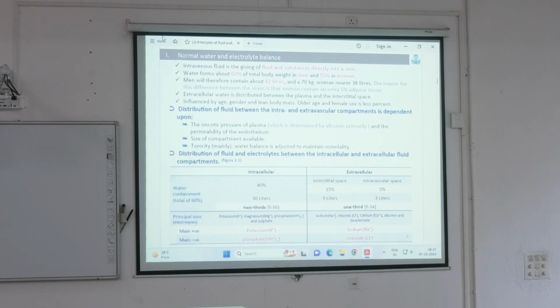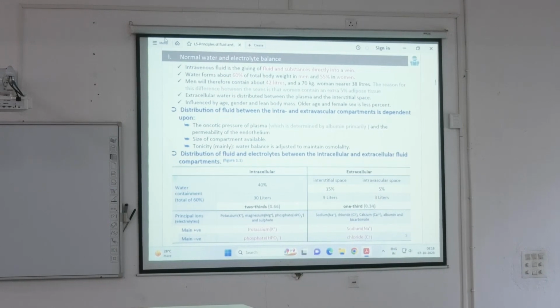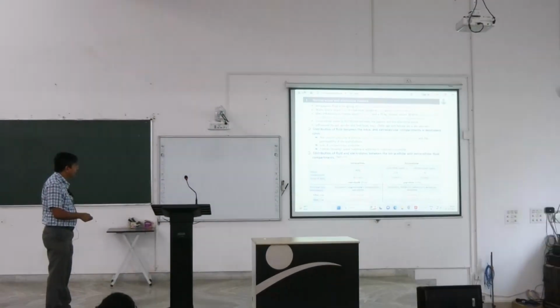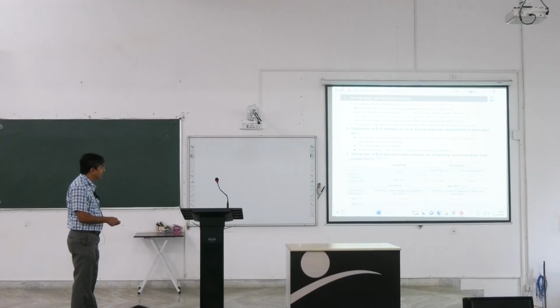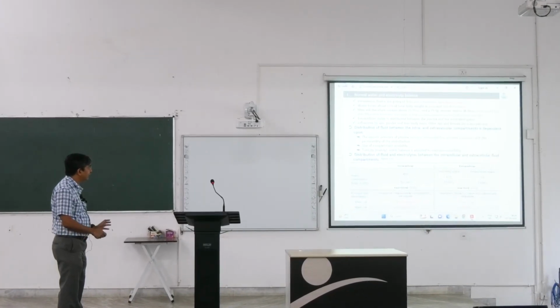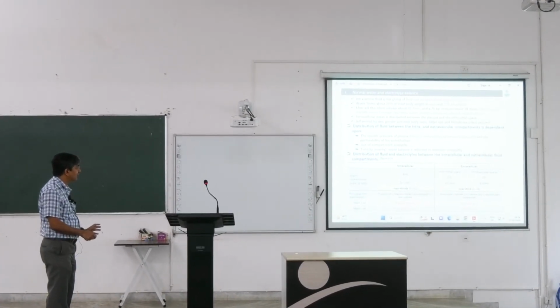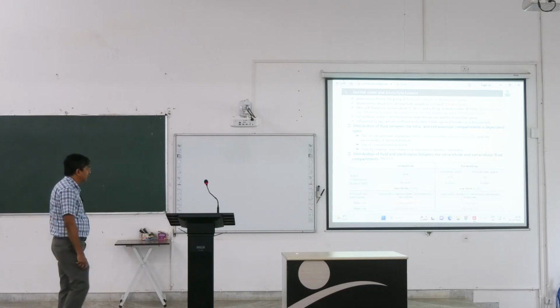Extracellular means there are two compartments: the intravascular compartment and the interstitial space. So intravascular space is 5%, interstitial space is 15%. 40% will be intracellular, interstitial will be 15%, and only 5% is intravascular, okay. So that means the water content will be 30 liters here, 9 liters here, 3 liters here. So roughly intracellular is 2/3, extracellular is 1/3, roughly. Okay.